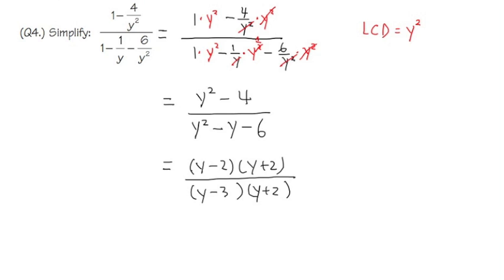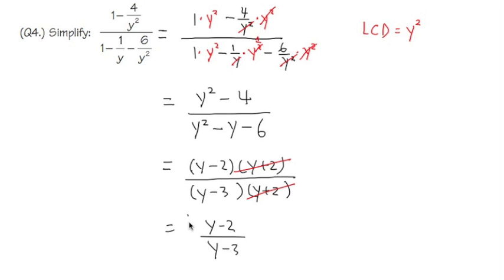And here comes the best part. Look for the parentheses that are in common. Exactly the same. We have the y plus 2 and the y plus 2. Only the common parentheses, the common factors on top and on the bottom, can be cancelled out. So our answer will be y minus 2 on the top over y minus 3 on the bottom.